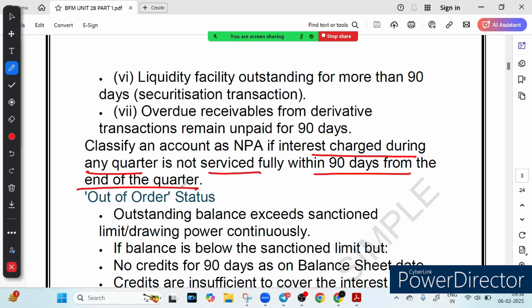But what happens next? What does the bank do once an account is classified as NPA? Stay tuned, because in the next part we will talk about how NPAs are classified into different categories and why it matters for your BFM examination. Let's talk about it now.